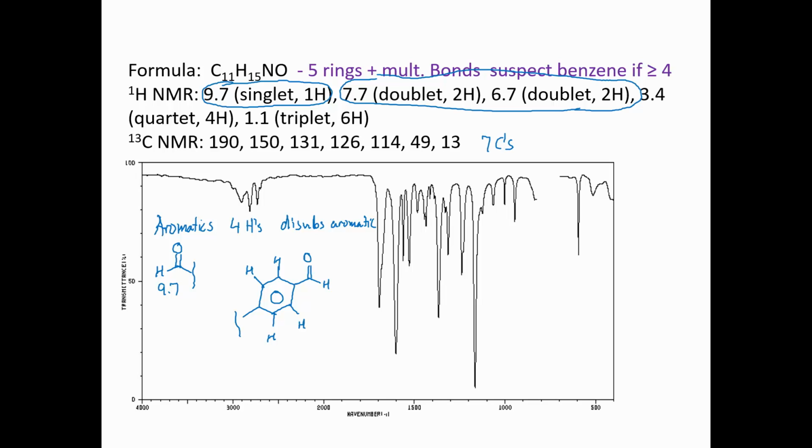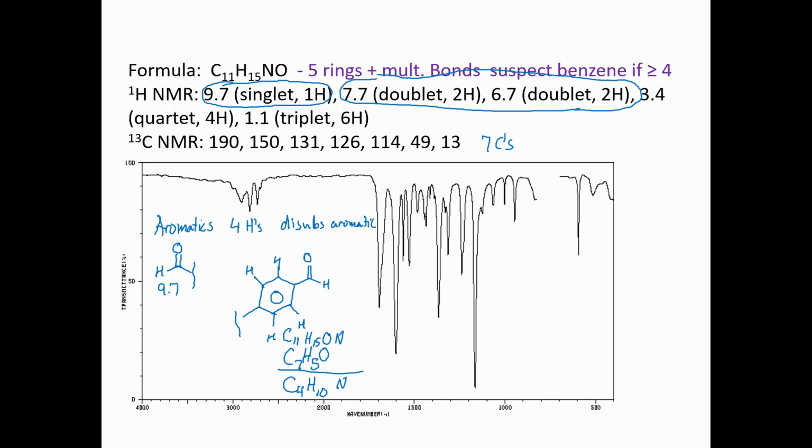What is this? This is C7H5O, and if we look at our original formula, C11H15O, and subtract this, we have 4 carbons that we haven't accounted for, 10 hydrogens, and 1 nitrogen. Okay, so what is the rest of the molecule here?